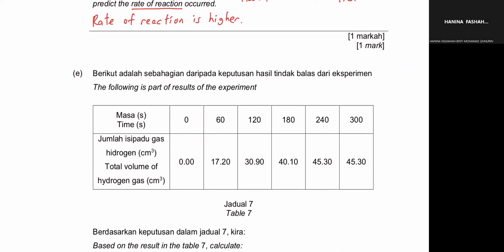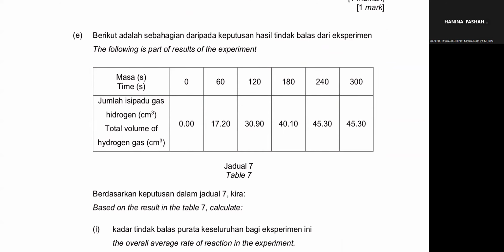The following is a part of an experiment. Now this one, you still remember how to see it. Either they present it in table form or graph form, you know how to see the rate of reaction. So for the rate of reaction, can you tell me where does it stop?